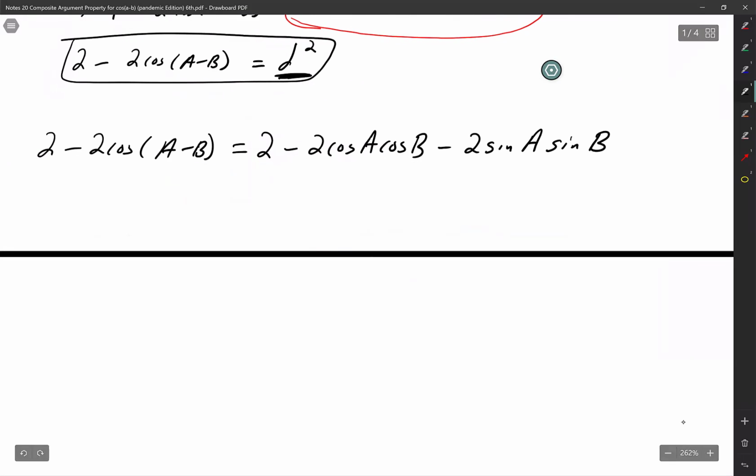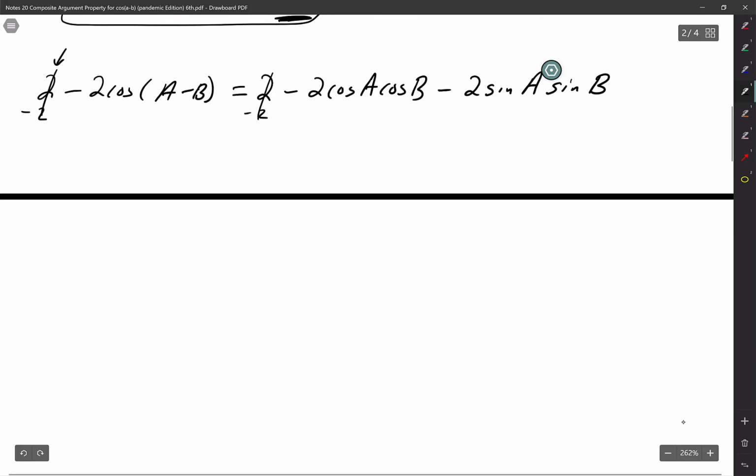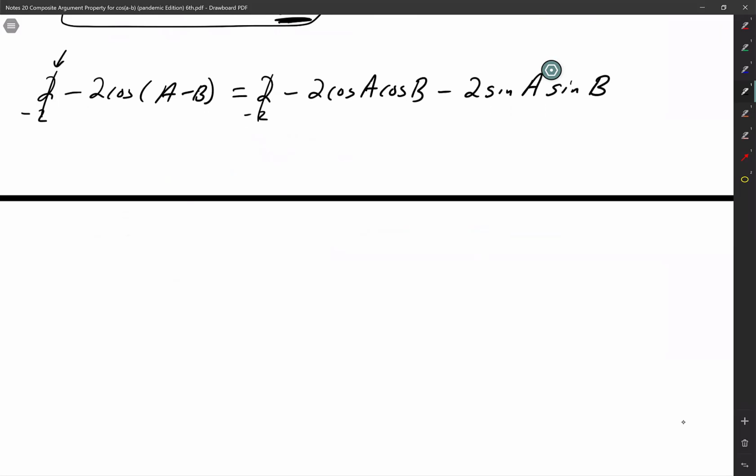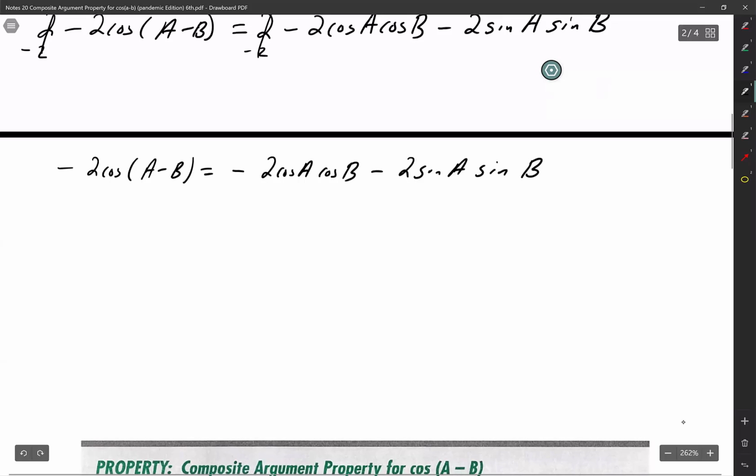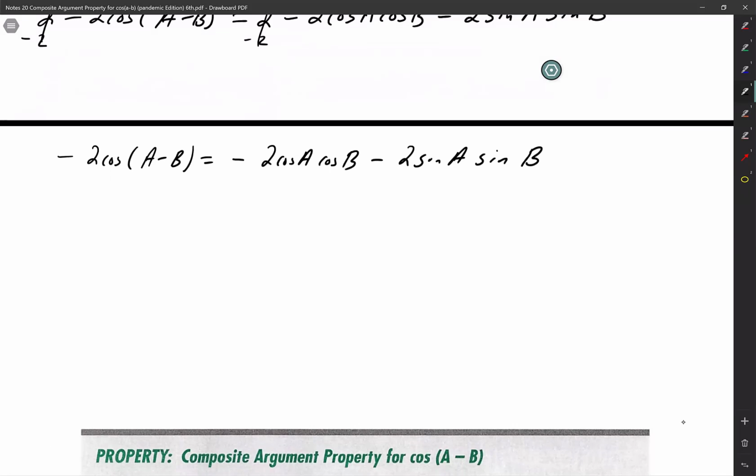All right, the next thing I'm going to do, guys, and I'm going to go slow. I need to get rid of that number, and that's simple to do. You can just subtract 2, and when I subtract 2 on the other side, they go away. So now I'm going to go ahead and just rewrite my statement. I have -2 cosine of A minus B equals -2 cosine A cosine B minus 2 sine A sine B. So catch up to there. We are so close, guys.